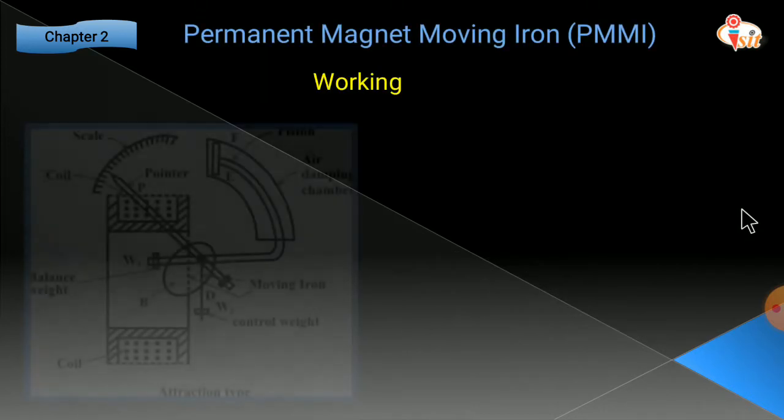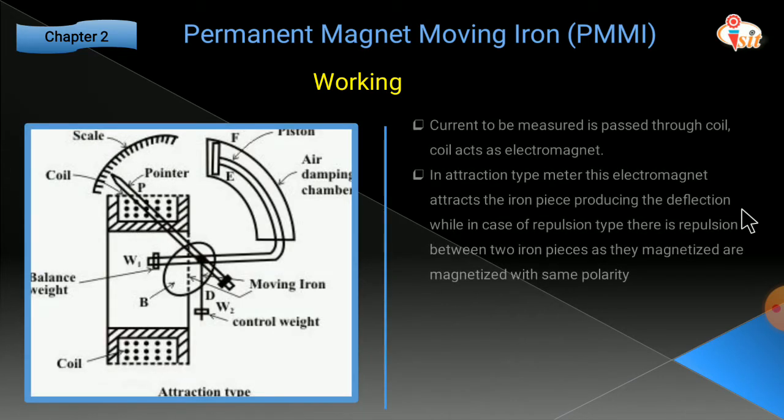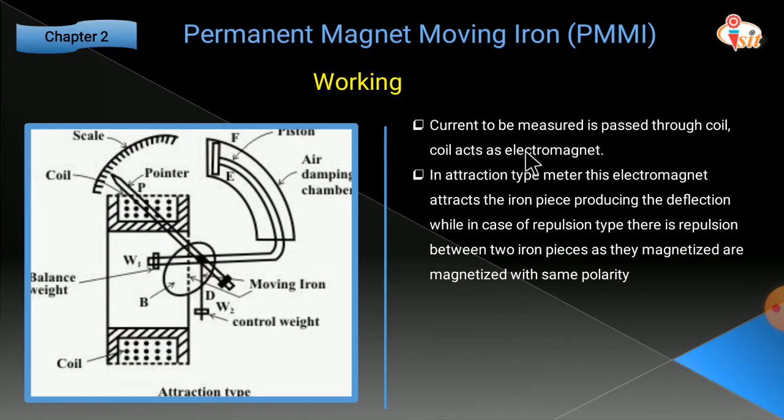Okay, again the same diagram is here for working. Now I am going to show you how it works. The current to be measured is passed through the coil, which acts as an electromagnet. The current which we have to measure is passed through the coil, and once the current is flowing through it, this coil will act as an electromagnet.